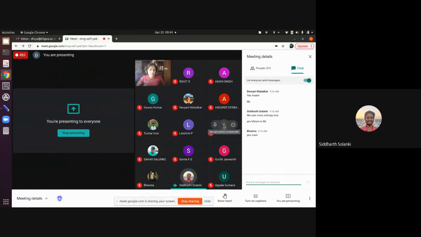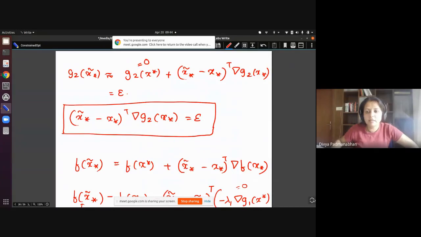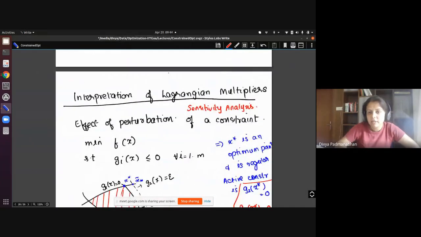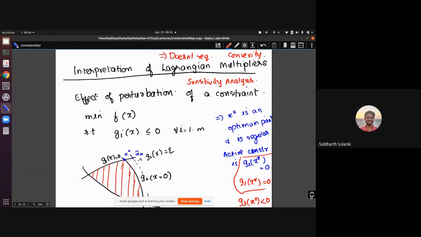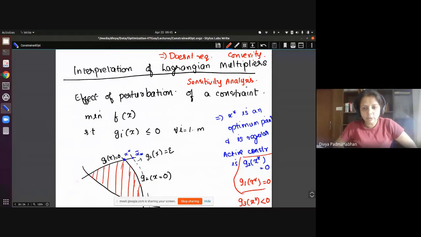Yes, ma'am. And ma'am, the context in which we did this derivation is convex minimization problems, right? No, this does not require any convexity. It holds for any problem. Ma'am, but we used that the optimal point is a KKT point only if... No. What we are assuming here is that x star is an optimum point and it's also regular. So there is a KKT, and it will satisfy the KKT conditions. So it's only using the necessary conditions. We also make this assumption that it is regular.